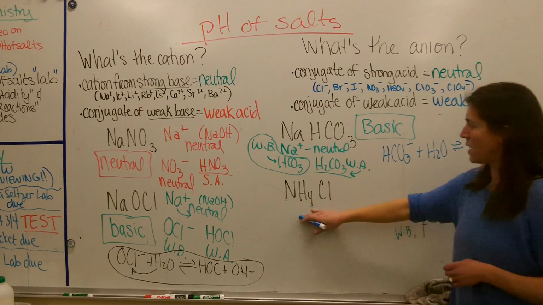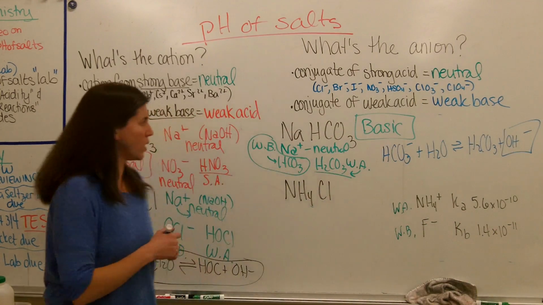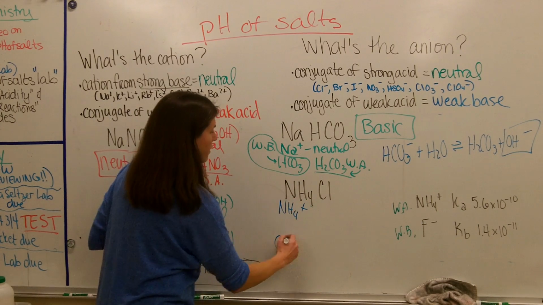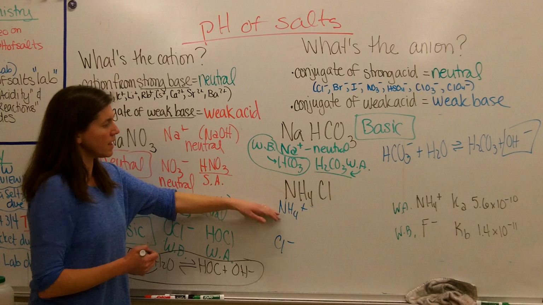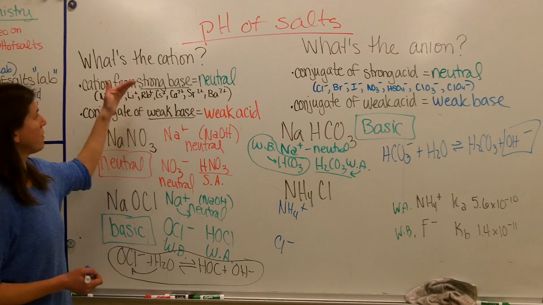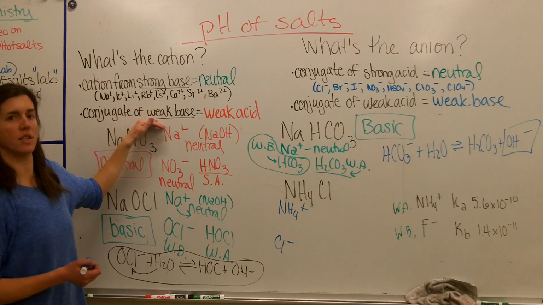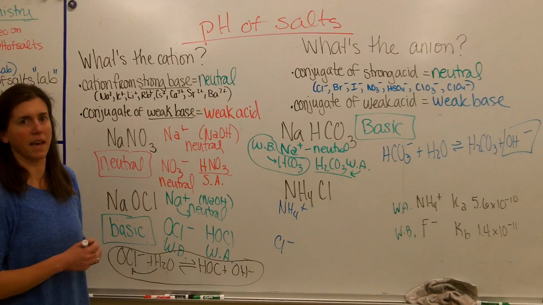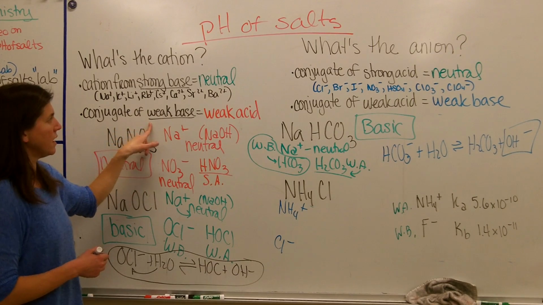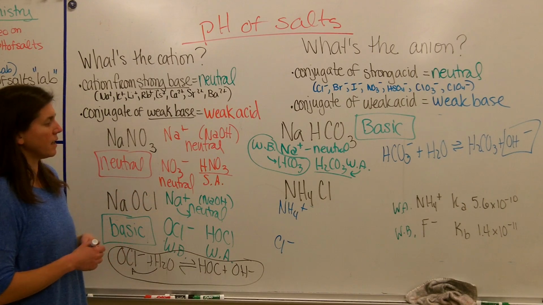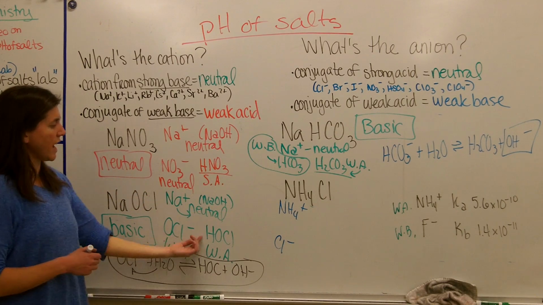All right, so the last one, ammonium chloride. So again, I want to look at my individual ions. I've got the ammonium ion, I've got the chloride ion. The cation is either going to be the cation from a strong base or the conjugate of a weak base. This isn't looking familiar as one of my strong base cations, so let's look at what the conjugate base would be of this. So to find the conjugate acid here, I added a hydrogen.